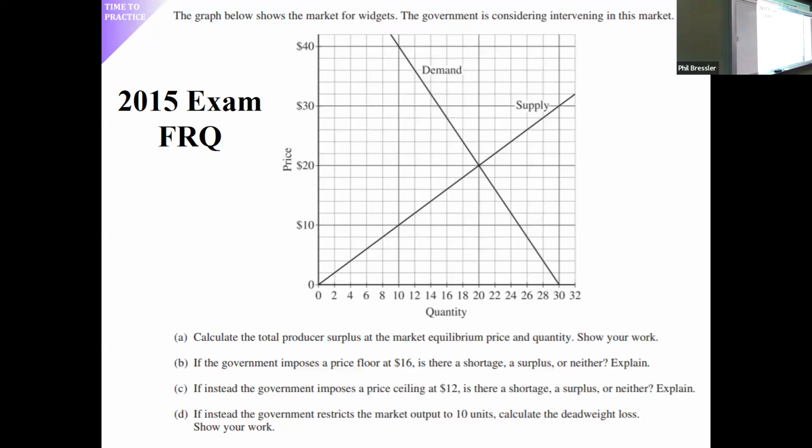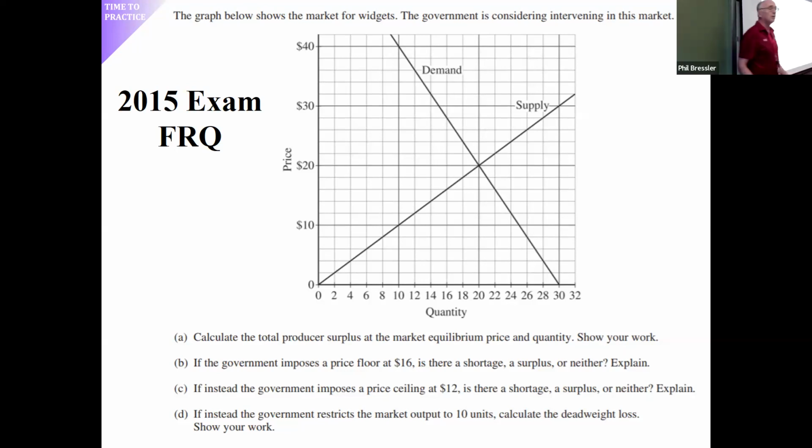Did you also split it up into the 2 triangles? Yes. You got 150 though, right? Yes. And you'll see in the answer key, they have an answer for that. Any other questions on this? Okay.